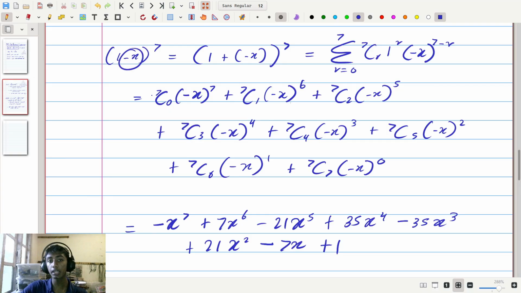If one of them is negative, then we get an alternating sum where one is positive, one is negative, one is positive, one is negative. And if both are negative and we have an odd power, all terms are negative. But if we have both negative and an even power, then all the terms will be positive.